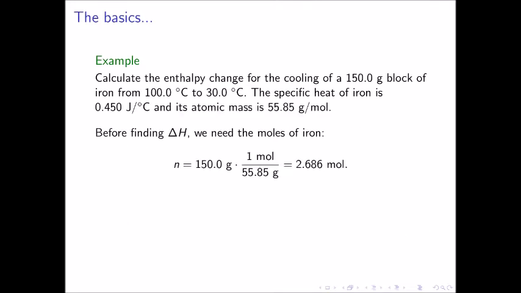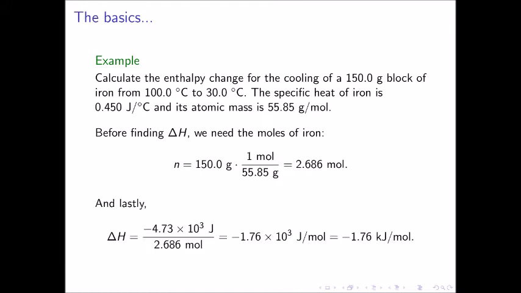The next step in the calculation is finding the number of moles of iron. We do this by taking the mass of iron, 150 grams, and dividing by the atomic mass, 55.85 grams per mole. This results in 2.686 moles of iron. Finally, we can calculate delta H by taking the value of Q and dividing by N, or negative 4.73 times 10 to the third joules divided by 2.686 moles. This value is negative 1.76 times 10 to the 3 joules per mole, or equivalently negative 1.76 kilojoules per mole.